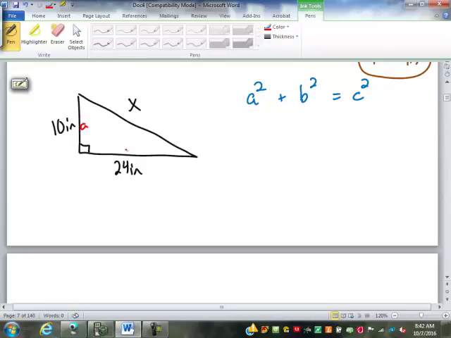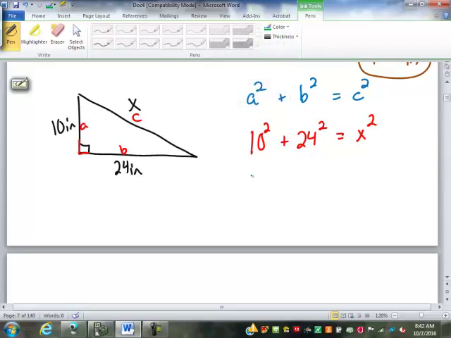I'm going to label my sides A and B. The 10 inch and 24 inch sides are my legs because they make the right angle. They make the L. The missing side X is C. So I can put them in over here. What am I going to put in? So a squared becomes 10 squared, b squared becomes 24 squared, equals, we'll put X in for C.